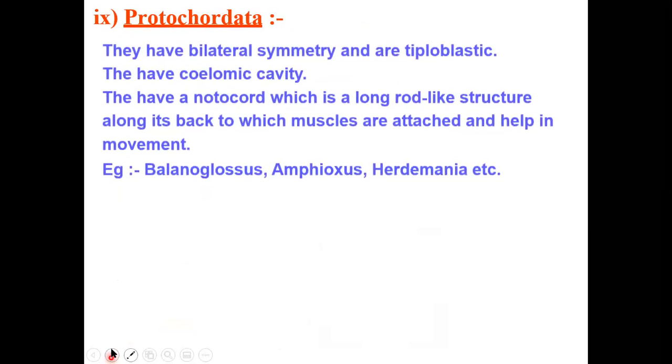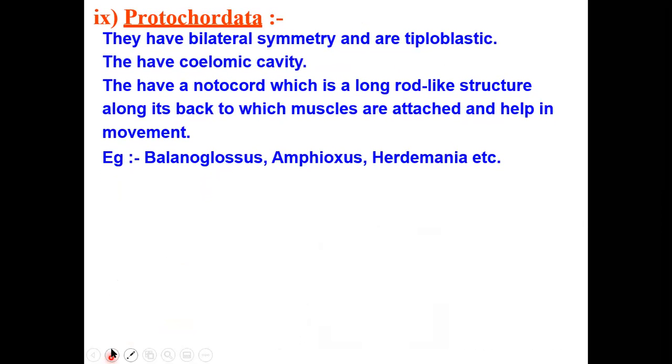Now we will discuss the Protochordata. They are bilaterally symmetrical and triploblastic. They have a coelomic cavity. They have a notochord, which is a long rod-like structure along the back to which muscles are attached and which helps them in movement. Examples: Balanoglossus, Amphioxus, and Herdmania.